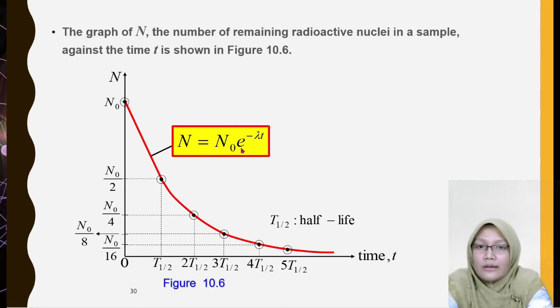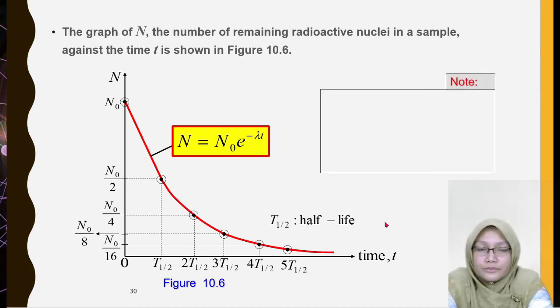N equal to N naught exponent negatif lambda t. Yang T 1/2 ni nama lain dia adalah half life. Dan graf ni juga tak kena dekat paksi X. Maksudnya mengambil masa terlalu panjang untuk dia decay, untuk sampai ke betul-betul kosong.